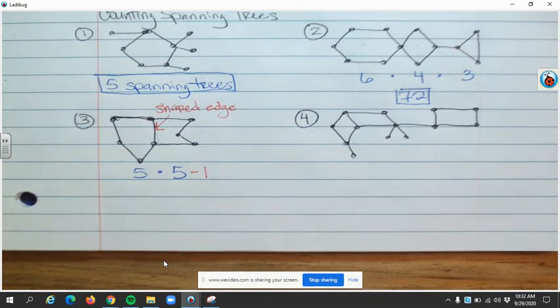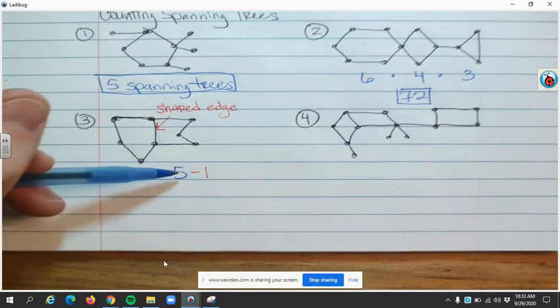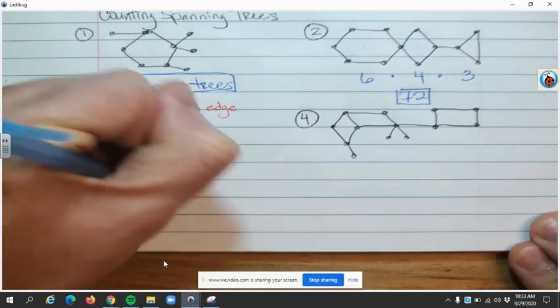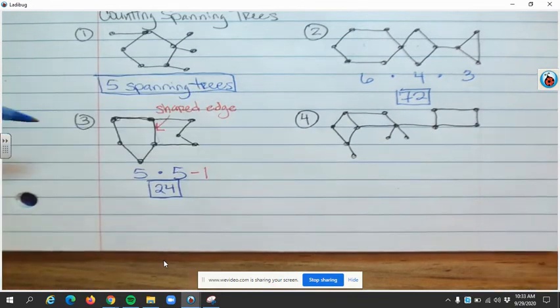And then you multiply using your order of operations like you did back in 6th grade. So 5 times 5 is 25. 25 minus 1 gives me 24. So there are 24 different ways to make a tree out of this graph.